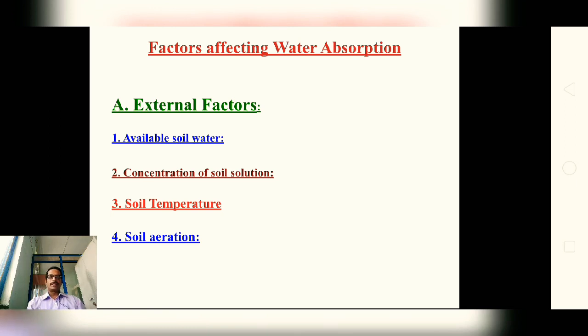The second is the concentration of soil solution. A large amount of elements are dissolved in the soil water, which is called soil solution. When the concentration of soil solution increases, the osmotic pressure in the cell increases and further water is not absorbed. So plants fail to grow in highly saline solution, which is known as physiological dryness.